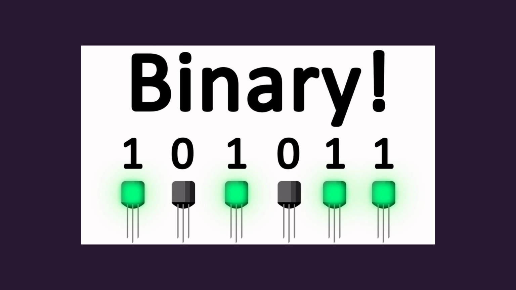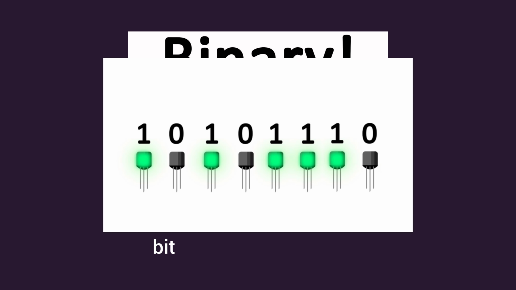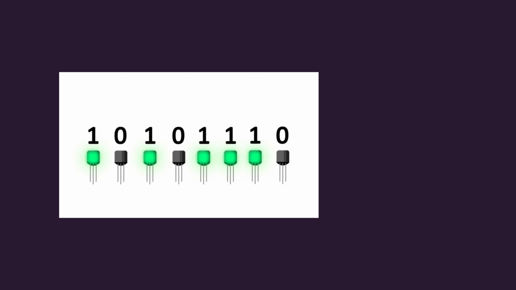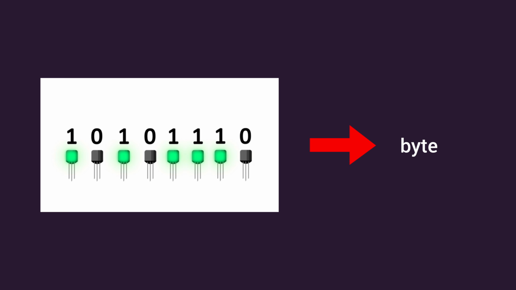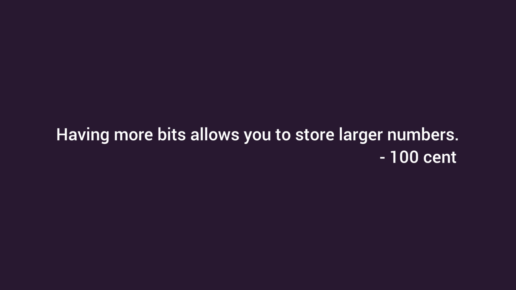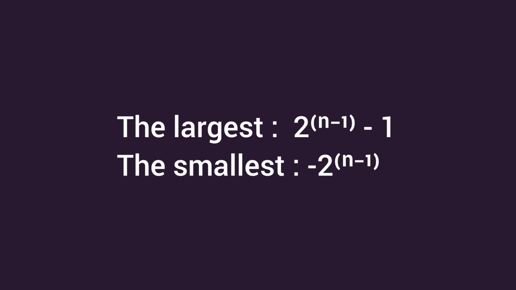Each one or zero is called a bit. And if you put 8 bits together, that's called a byte. The smallest unit a computer can handle is a byte, or 8 bits. If you have more bits, you can store bigger numbers. If you have n bits, this is the formula to find the largest number that can be stored. This formula works if we ignore negative numbers, but if we consider negatives, the biggest number is computed using another formula.